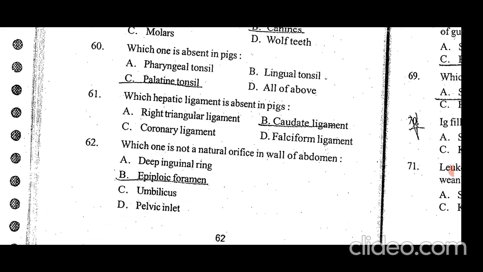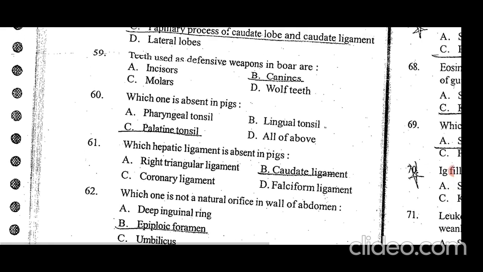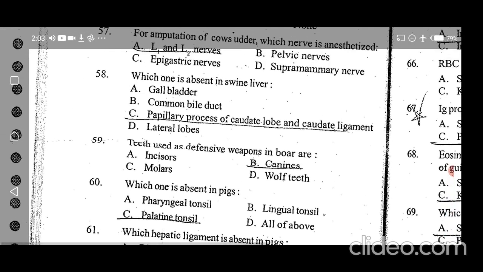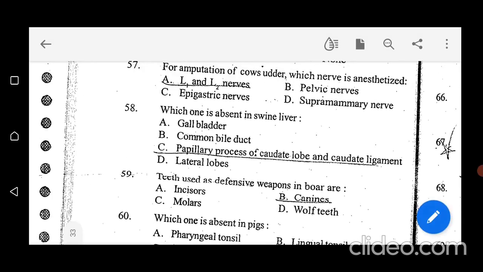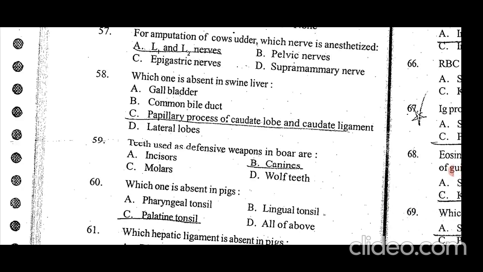Caudate ligament is absent in pigs. Palatine tonsil is absent in pigs. Pigs do not have palatine tonsil or caudate ligament, and teeth are used in pigs as weapons of defense. The other things that are absent are the papillary process of caudate lobe and caudate ligament. They are also absent in pigs.